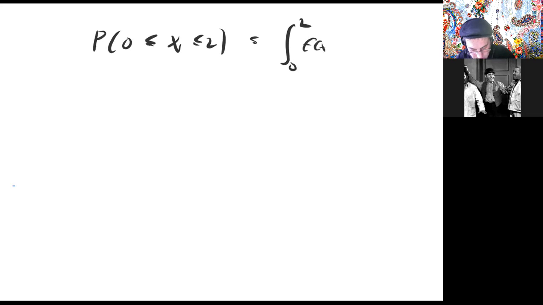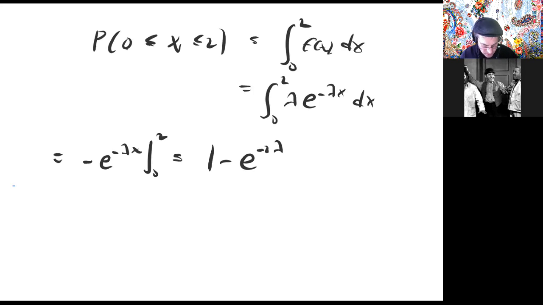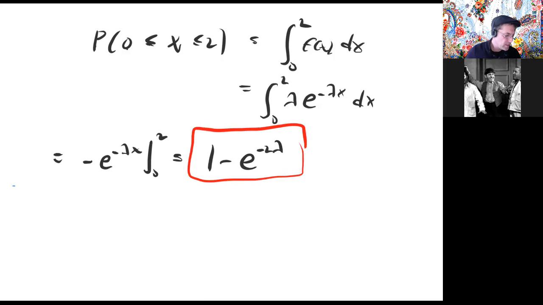But if you remember what the function was, for x bigger than 0, you get lambda e to the minus lambda x dx. And so you're going to get minus e to the minus lambda x from 0 to 2. And if you evaluate that, you'll get 1 minus e to the minus 2 lambda. That should be the answer. Okay, so that is another example.